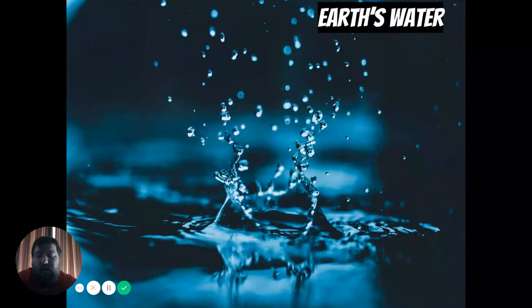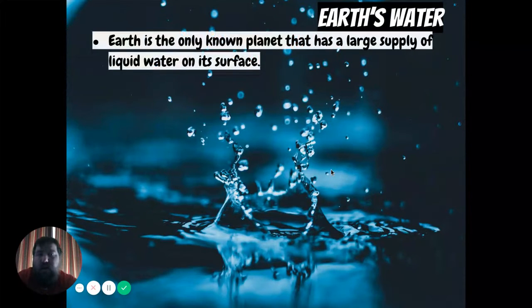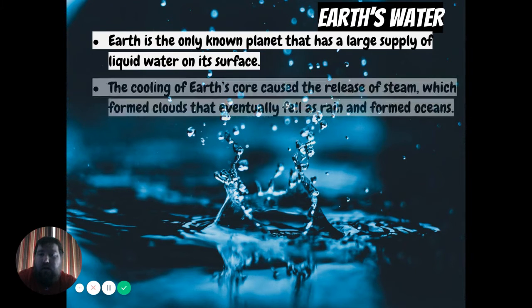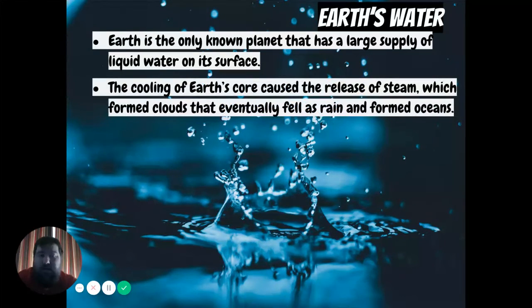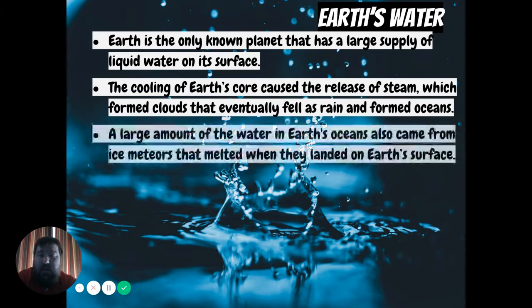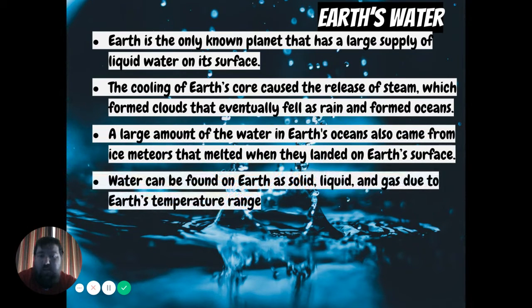Now let's talk about water. Earth is the only known planet that has a large supply of liquid water on its surface. We have found other planets that have water, but it's not liquid, and that's a big important part there. The cooling of the Earth's core caused the release of steam, which formed clouds, and that eventually fell as rain and formed our oceans. This is a long time ago, guys. A large amount of water in Earth's oceans also came from ice meteors that melted when they landed on the Earth's surface. Water can be found on Earth as solid, liquid, and gas due to the Earth's temperature ranges.